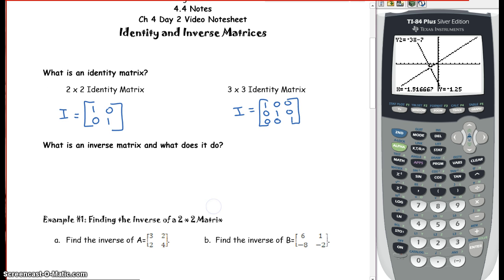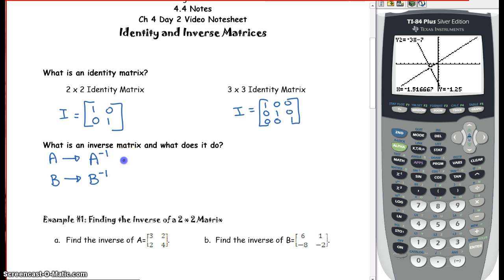So what is an inverse matrix and what does it do? The next type of matrix that we want to focus on is an inverse matrix. Basically, it is the undoing of another matrix, kind of like multiplication and division undo each other. Notation wise, if we had a matrix A, then the inverse would be A inverse. If we had a B, then B inverse would be what would undo it.